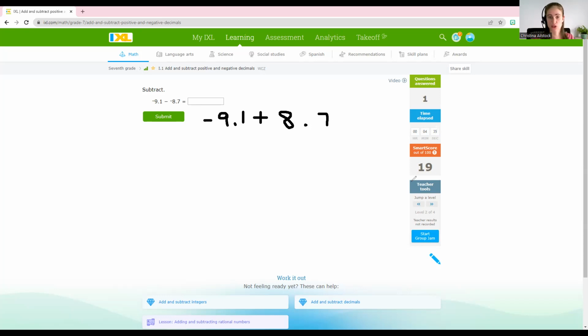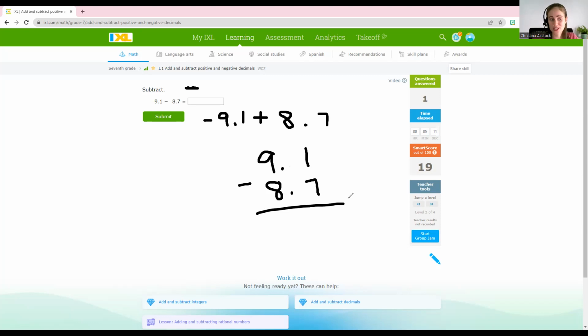Now that we've done that and it's rewritten as an addition problem, we can check out our adding rules. The signs are different, a negative and a positive. So when the signs are different, we technically subtract and we keep the sign of the heavier number. 9 1/10 is heavier. There's more of those. So that means our answer will be negative.